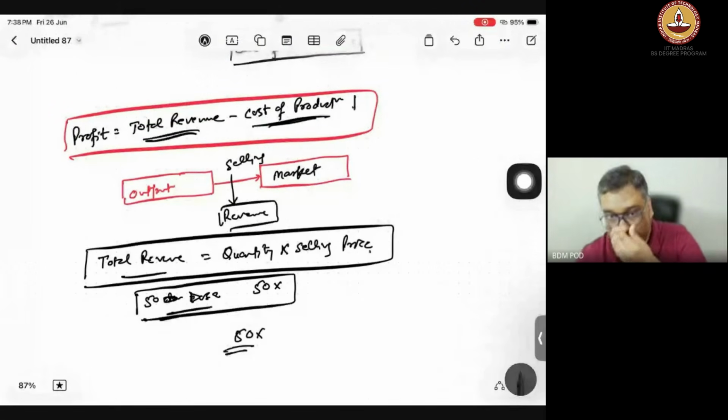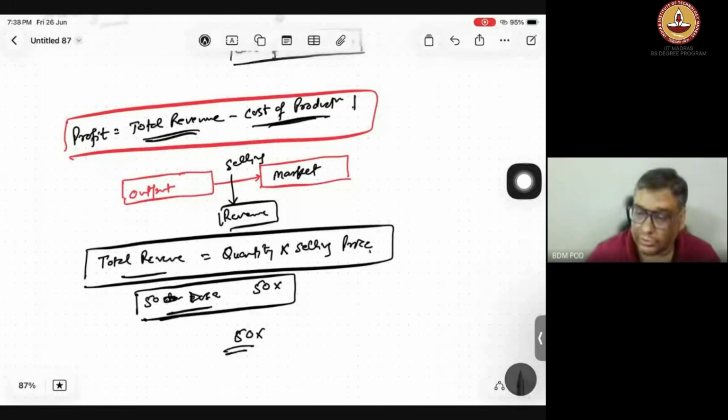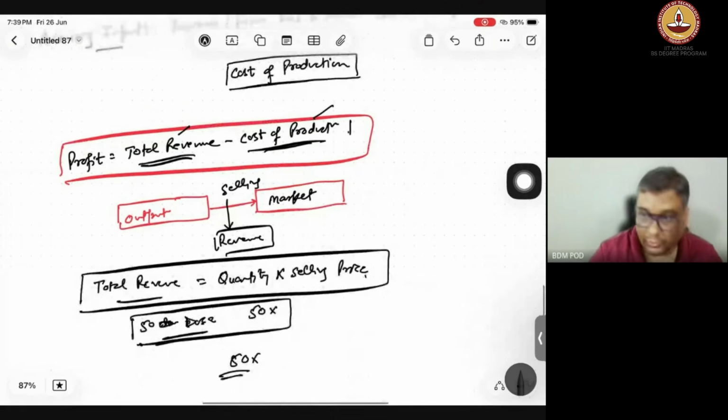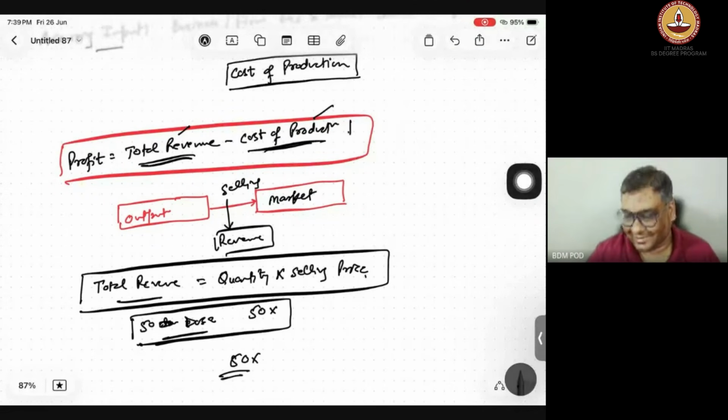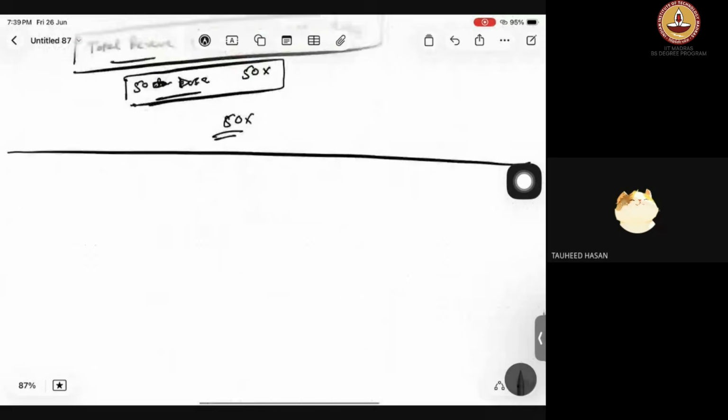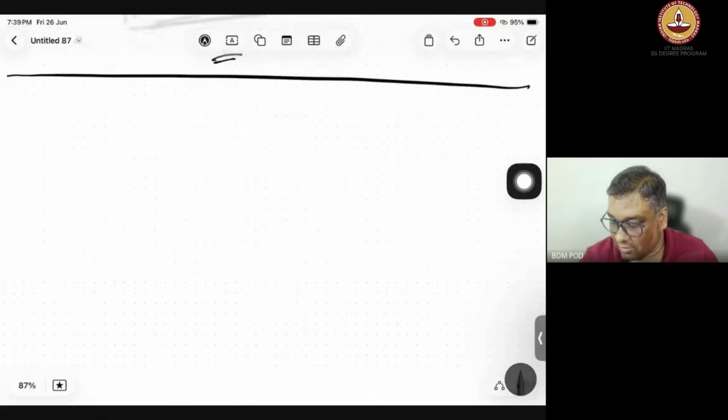So how is the profit going to change? If you want to maximize the profit, how are you going to do it? You have only two variables: one is total revenue, and one is the cost of production. So you need to play with these to increase the profit. Got it? Great.